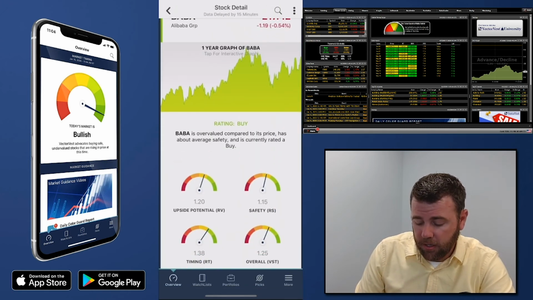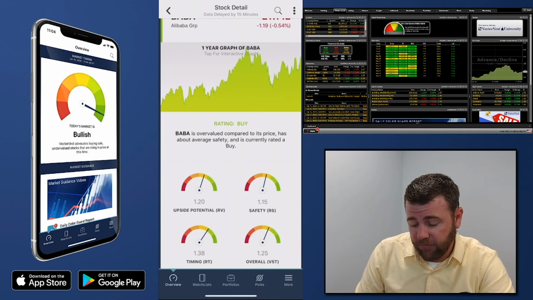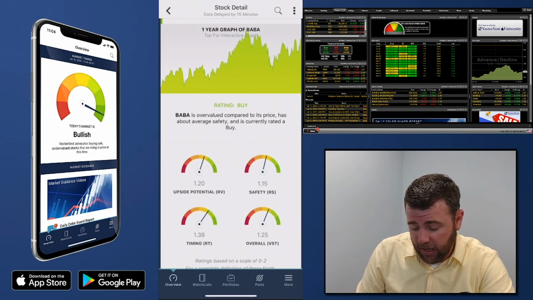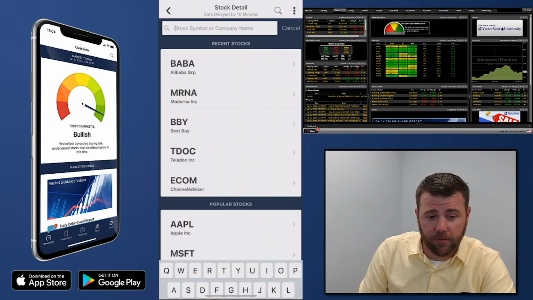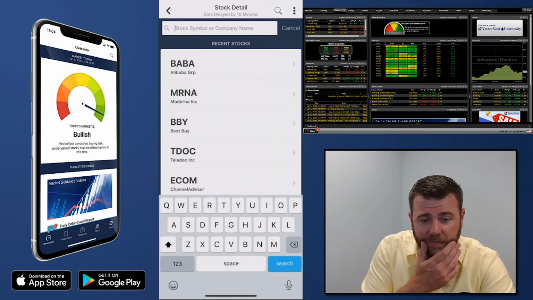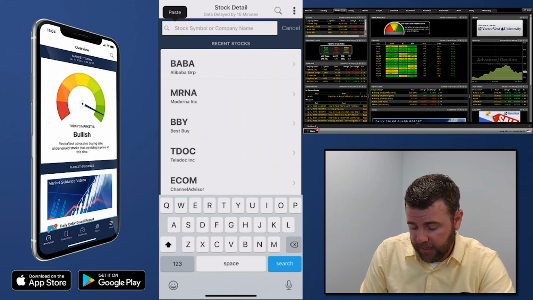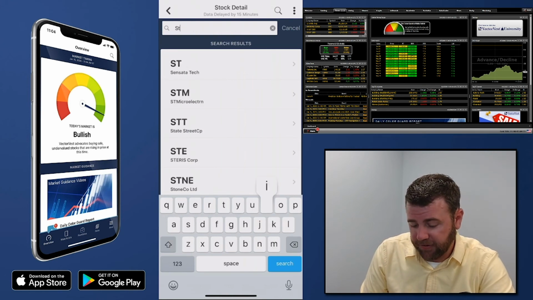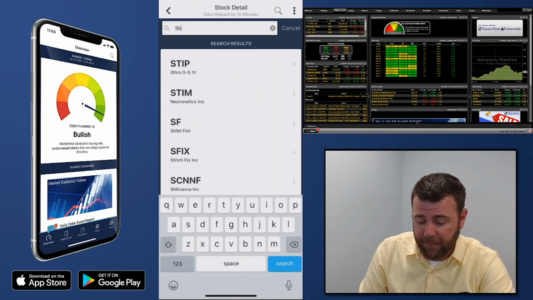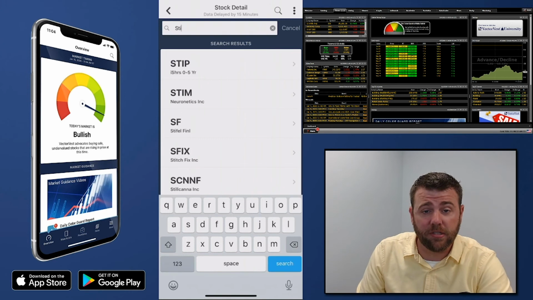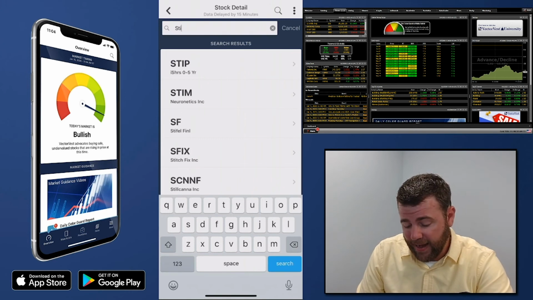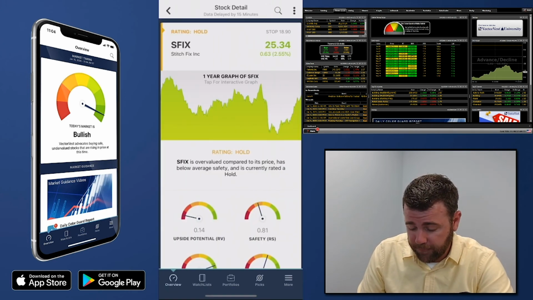BABA, good long-term potential, less risk associated with it, nice steady uptrend, overall stock's favorable. Barron says Stitch Fix is a winner post-COVID. Does VectorVest agree? Let's take a look. Stitch Fix. That's the thing, is I don't know the symbol. So if you don't know it, you can just start typing in the name. You can see you get search results here. SFIX is Stitch Fix. Let's go ahead and take a look.